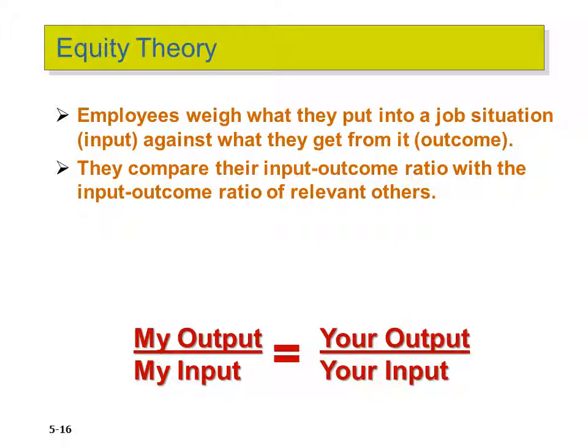In equity theory, the employee makes a comparison between his output and input, and compares it with the output and input of other workers. So employees weigh what they put into the job situation, the input, against what they get from it, the output. They compare their input-outcome ratio with the input-outcome ratio of relevant others by this equation: my output divided by my input, compared with your output divided by your input. If it's equal, there is equity or fairness. If not equal, there is no equity.